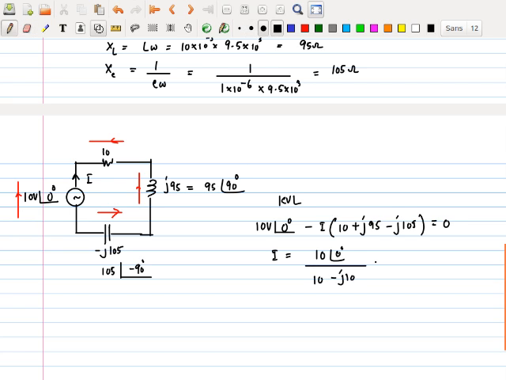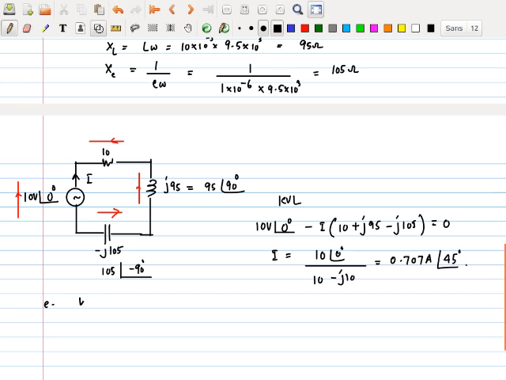Right, minus j10. And this works out to be, by the way the other group did the calculation and identified that value. It turns out to be 0.707 amperes at an angle of 45 degrees. So we have found I, that's what they want to find, right? Then E, so this is simple AC circuit theory. If you know AC circuit theory, there is nothing serious about this.